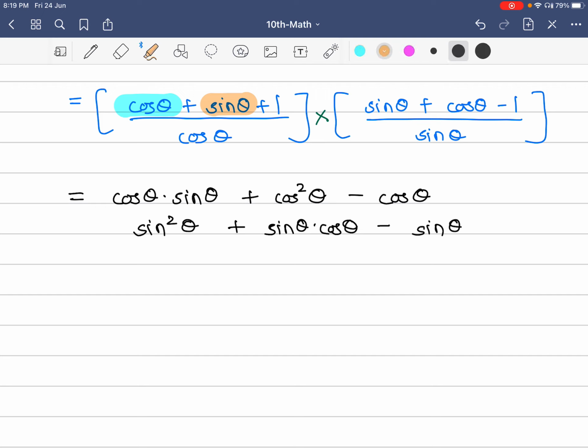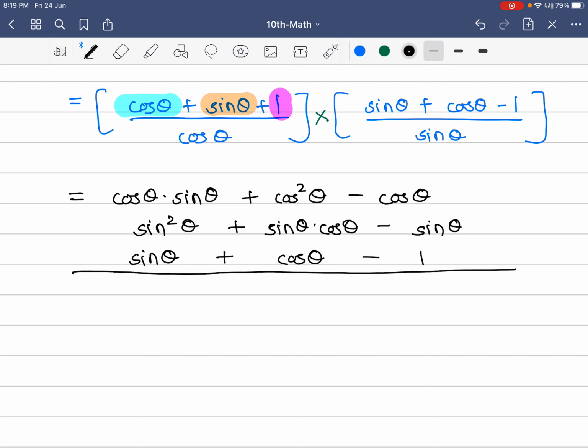And the third one is just the term 1, so I'm going to multiply 1 to each of these terms. So 1 into sin theta is going to be sin theta, plus 1 into cos theta is going to be cos theta, and minus 1 into 1 is going to be just 1. Okay, so we have multiplied the numerators. Now the denominator is just going to be cos theta into sin theta. So this whole thing is the numerator divided by cos theta into sin theta.